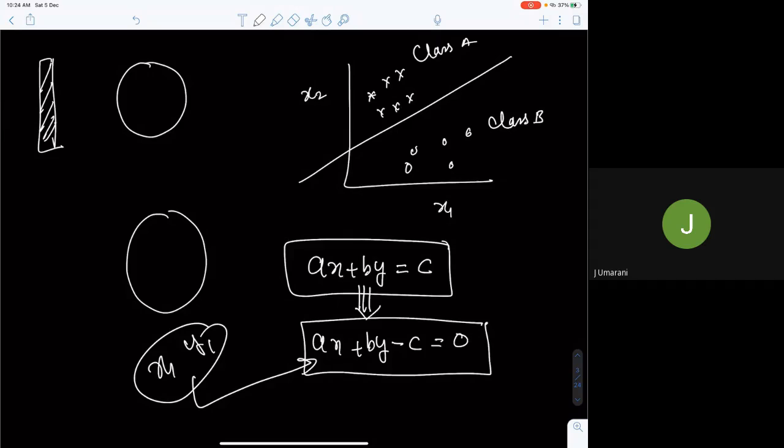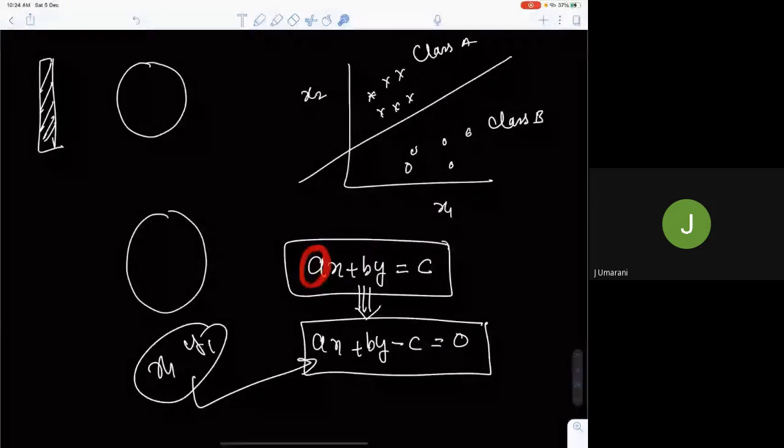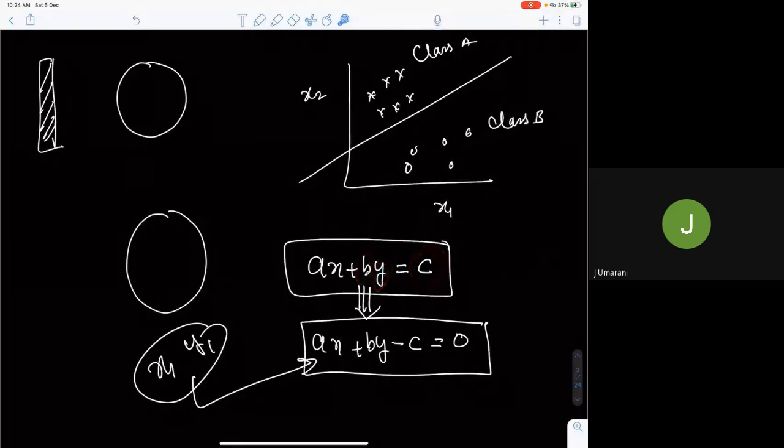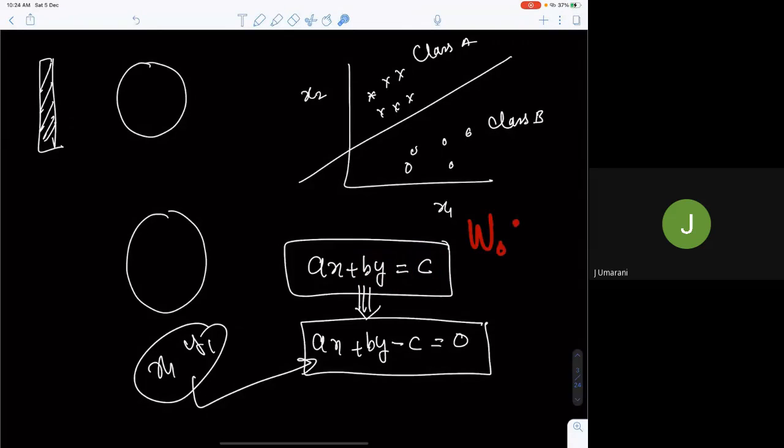Right. Now I have 3 parameters I need to know: a, b and c. This parameter gives the amount of weight to my x variable. This is the amount of weight I want to give to my y variable, and this is the bias of my neuron, which tells whether it is more than the threshold or less than the threshold. So this w0 is essentially what tells you whether it is class A or class B.